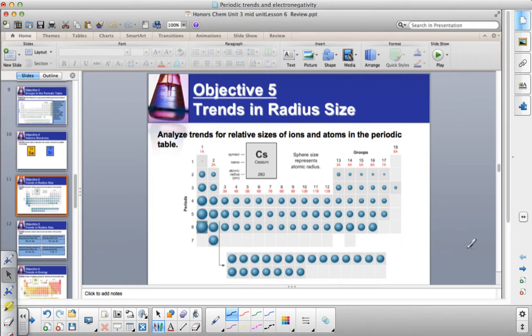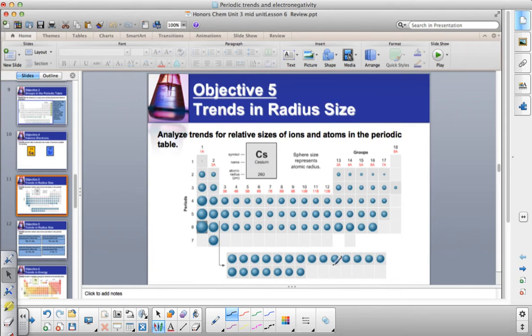When we're talking about the periodic table, we're going to notice a couple different trends that start to occur here. And so the three that we're going to talk about today are the trends in radius size, ionization energy, and electronegativity. So the first one here is the trends in radius size. So what that means is how many orbitals are starting to fill up as a result of extra protons and electrons that are being filled in as a result too.